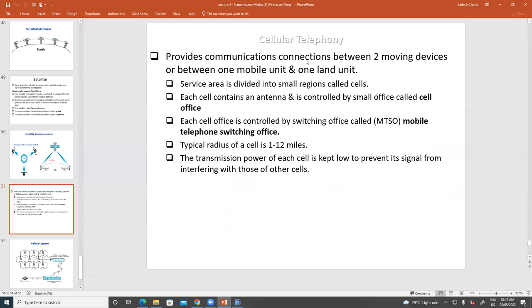Okay, talking about cellular technology or telephony here. It provides communications connections between two moving devices or between one mobile unit and one LAN unit. Service is divided into small regions called cells. Each cell contains an antenna and is controlled by a small office called the cell office. Each cell office is controlled by a switching office called the MTSO, mobile telephone switching office. The typical radius of a cell is 1 to 12 miles, and the transmission power of each cell is kept low to prevent its signal from interfering with those of other cells.